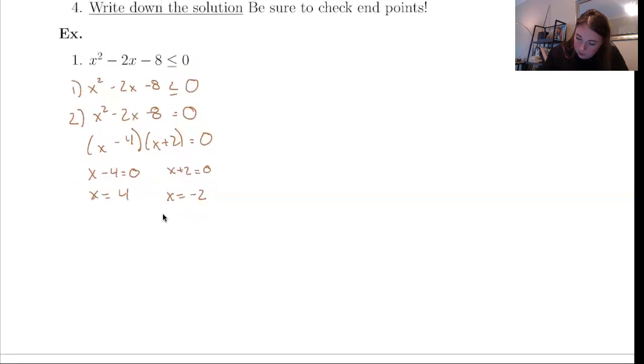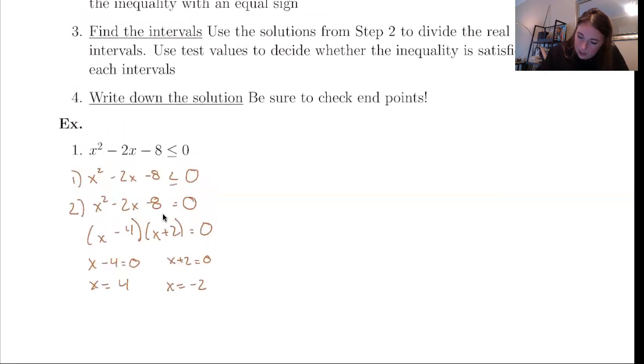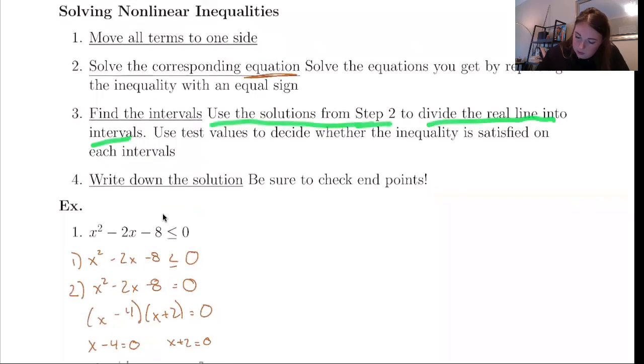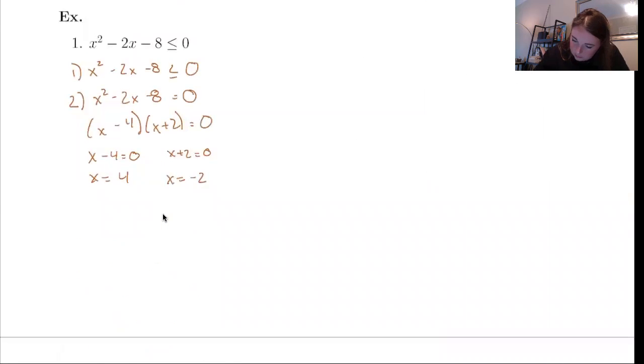Okay, so with that, I'm going to find the intervals. So use solutions from step 2 to divide the real line. In step 2, I'm going to use 4 and -2 to divide the real number line into intervals. Okay. Let's draw my real number line.